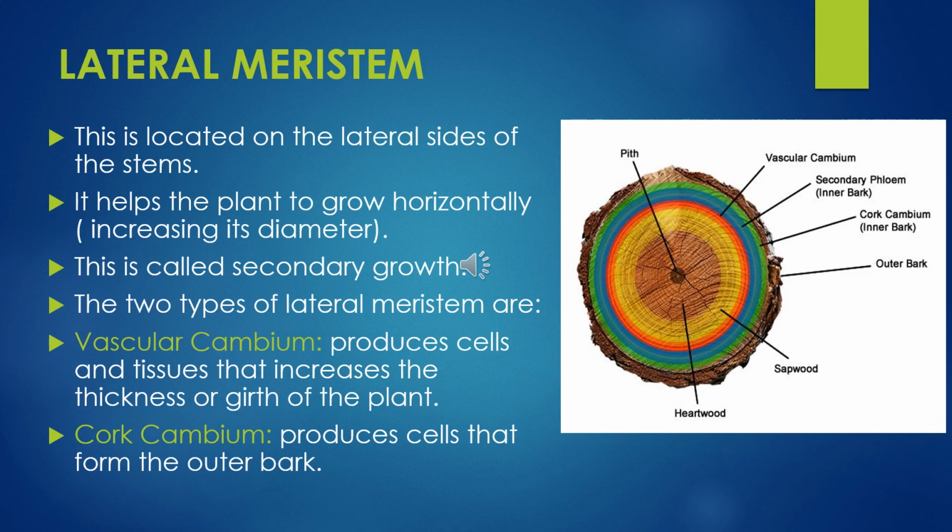Lateral meristem. This is located on the lateral sides of the stems. It helps the plant to grow horizontally. That is, it helps the plant to increase its diameter. This is called secondary growth. The two types of lateral meristem are vascular cambium, which produces cells and tissues that increase the thickness or girth of the plant. The other type of lateral meristem is cork cambium, which produces cells that form the outer bark.